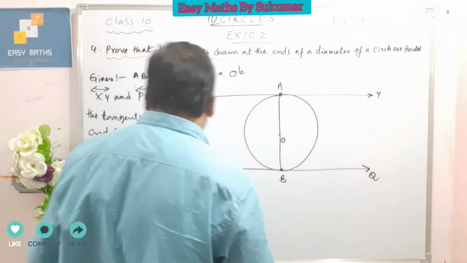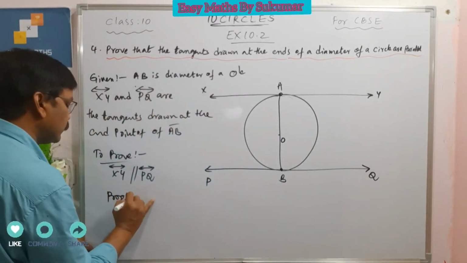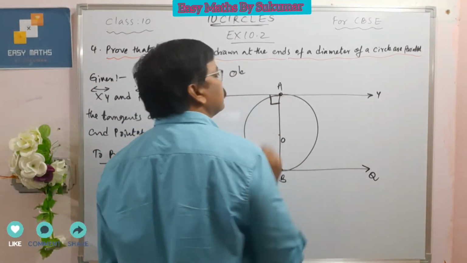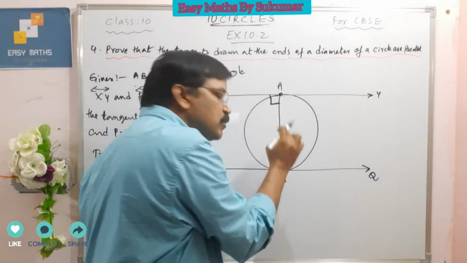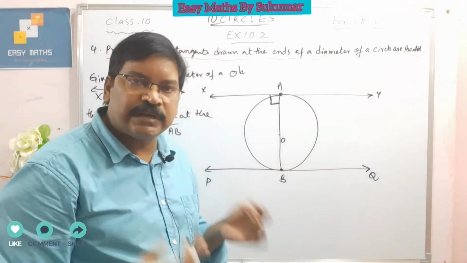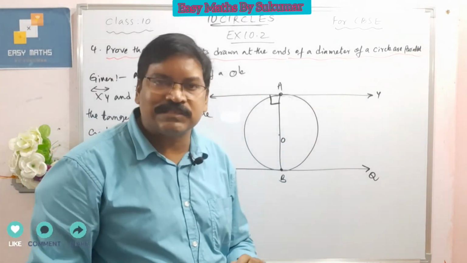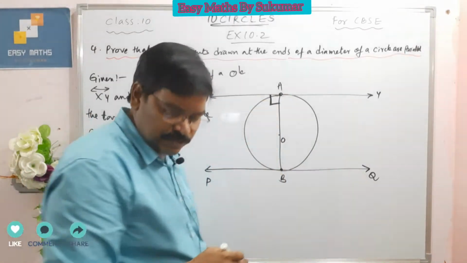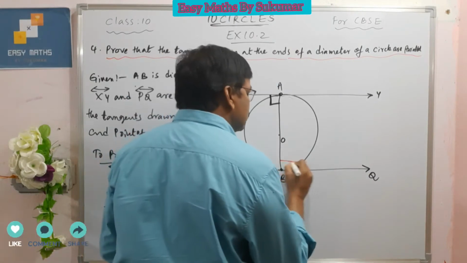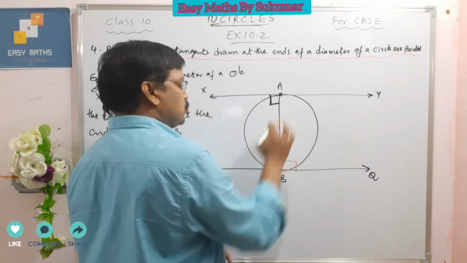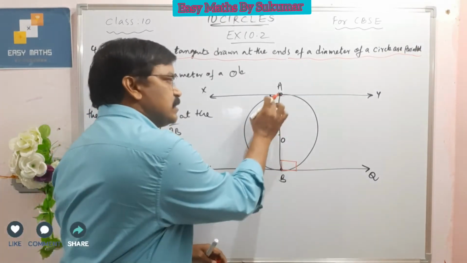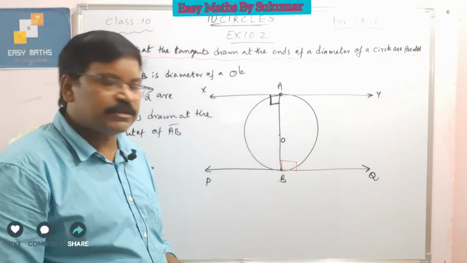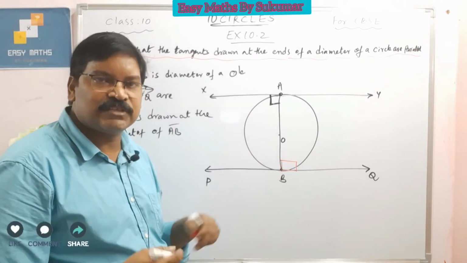Okay, see my dear students, in the proof, look here. What is this angle? This is a tangent, and of course this AO is a radius. And this XY is a tangent. According to theorem 10.1, this angle is 90 degrees. Similarly, this angle is also 90 degrees. According to theorem 10.1, this is 90 degrees, and this is also 90 degrees. I am taking only these two here. There is a purpose here.